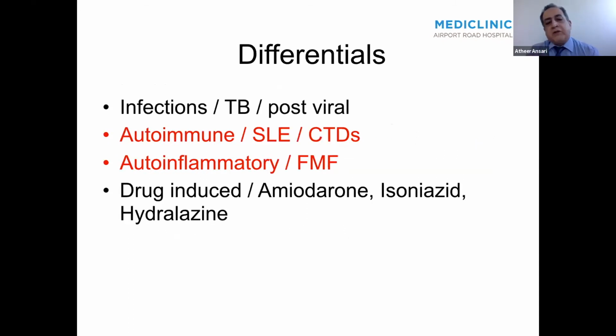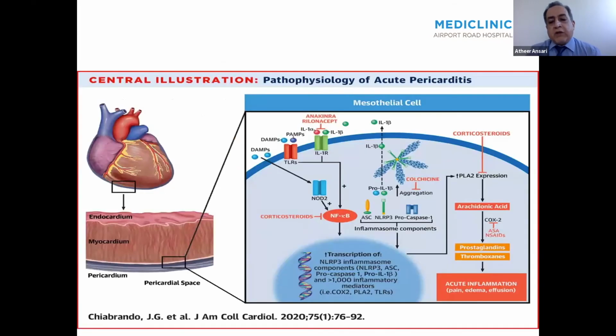So when you say differential, as we said, I put autoimmune and autoinflammatory in different points, because autoimmune could represent the antibody-triggered disease like lupus or connective tissue disease, while autoinflammatory is triggered by interleukin-1 driven disease. And this is a diagram which I found very helpful about how the process of triggering from inflammasomes to interleukin-1 triggers a cascade of inflammatory changes leading to acute inflammation.